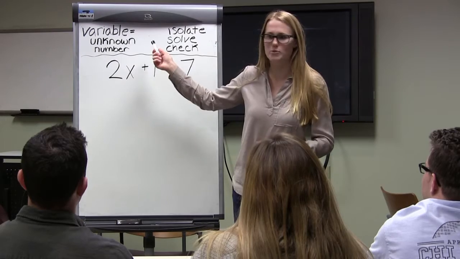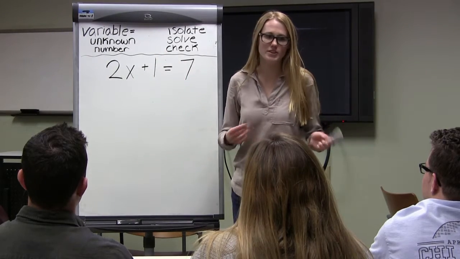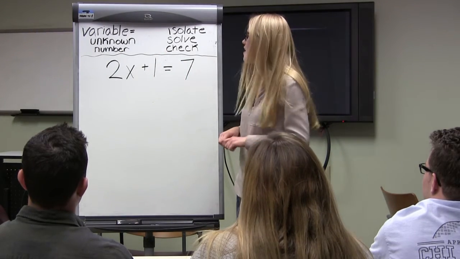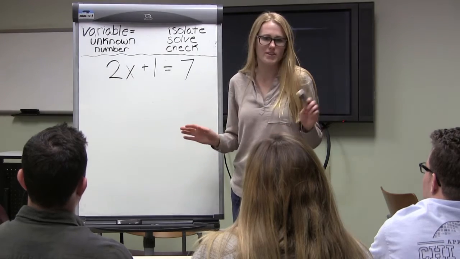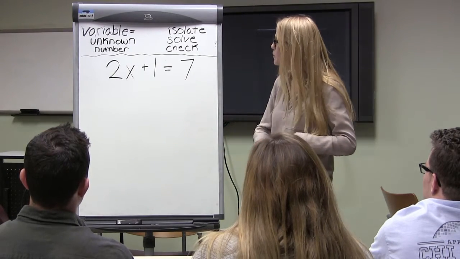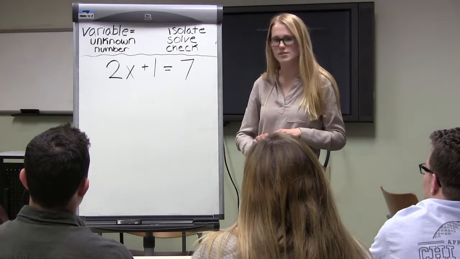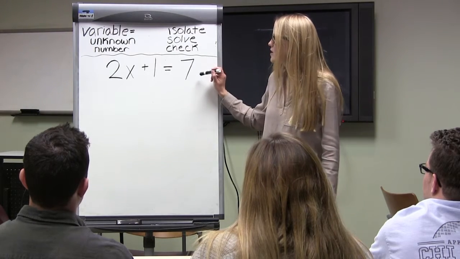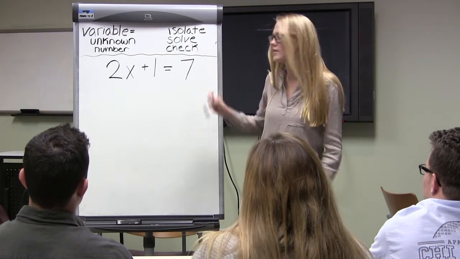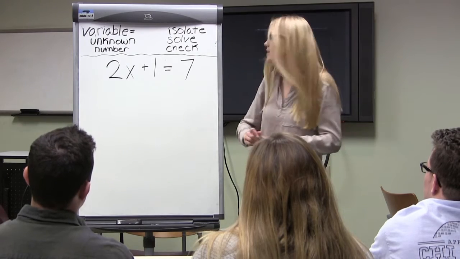To review, a variable is an unknown number. So it's a letter that stands for a number, and it can be any other letter in the alphabet. And today we're going to learn how to solve two-step equations. So we're going to solve this equation I have here for practice on the board, 2x plus 1 equals 7.